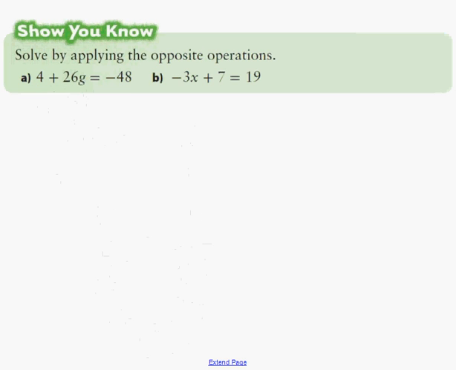Question B. It says negative 3x plus 7 equals negative 19. Now remember, if we were modeling it, it would be negative 3x plus 7, something like that, equals 19. But we're not modeling it, but you just have to keep that in mind. That's what it would look like. The first thing I want to get rid of is my constant by subtracting 7 from both sides. I get negative 3x equals the sum of 19 positives and 7 negatives, or 19 take away 7, which is 12.